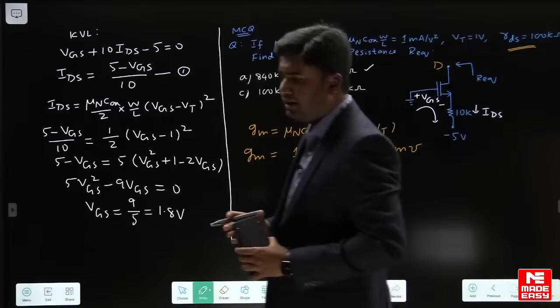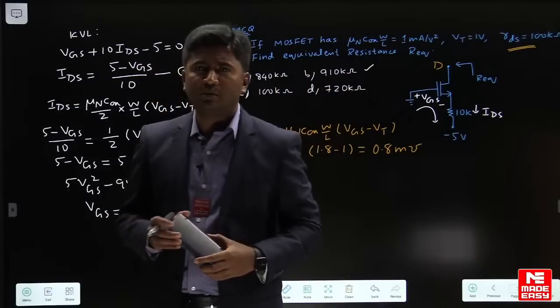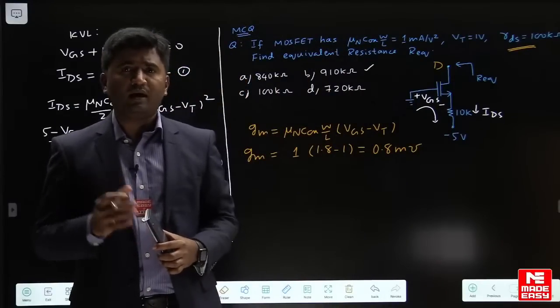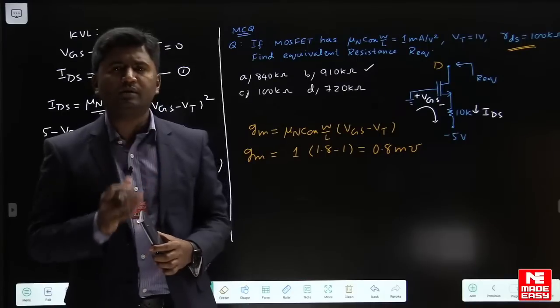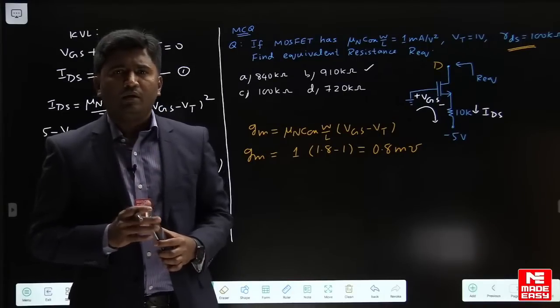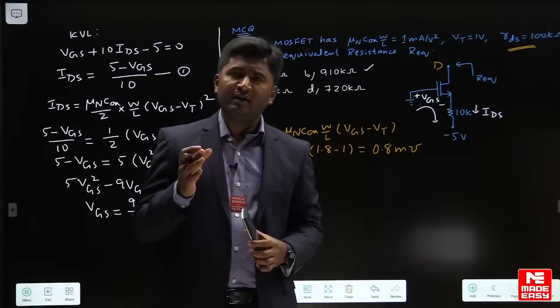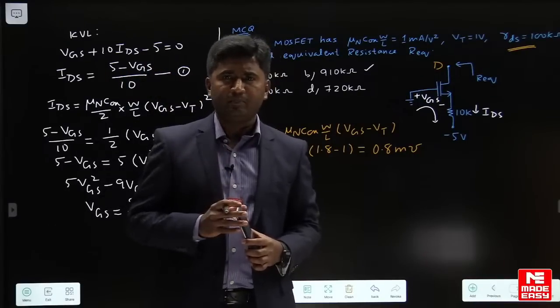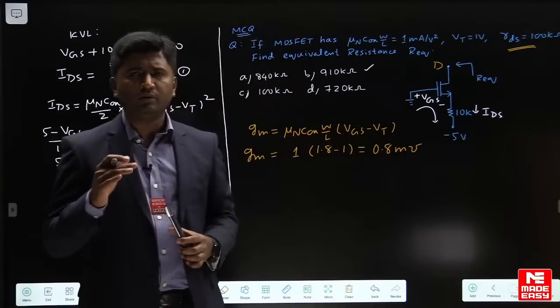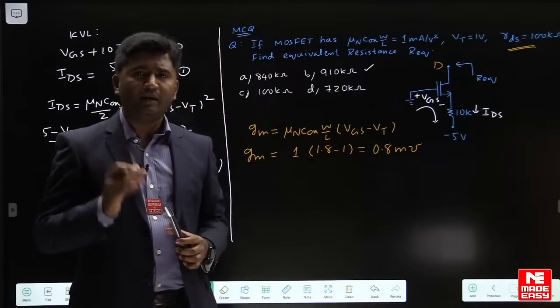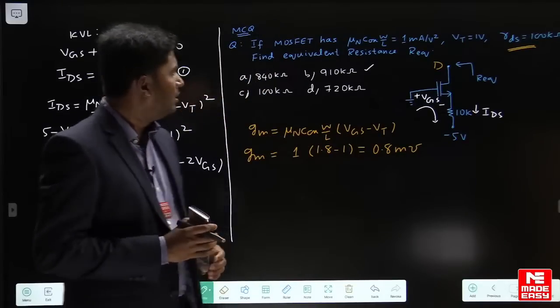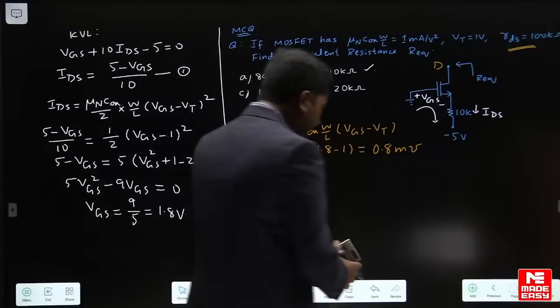This is another important area. They will give you some MOSFET, they will ask you to find R equivalent. So please learn this approach also. If you know network analysis very well, you will find analog relatively easier. Okay, all basics that you learn in networks we apply in analog electronics. Let's move to the next question.